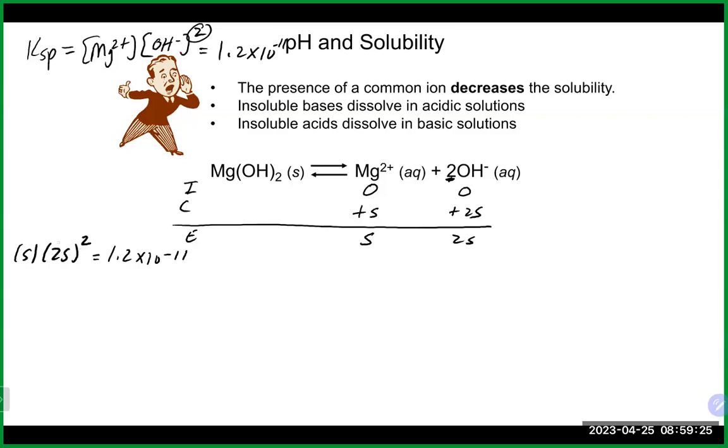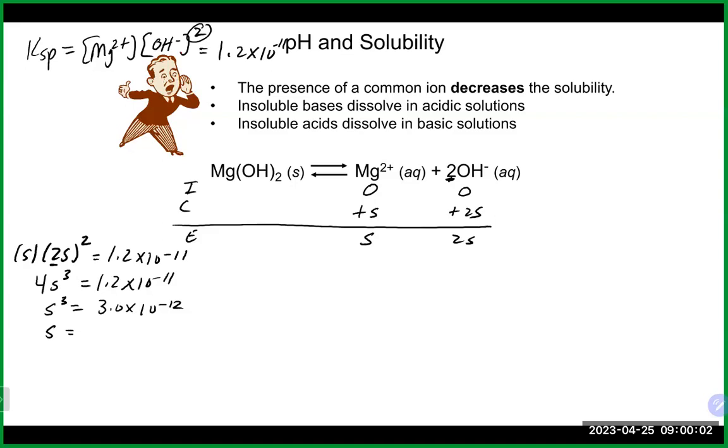Cleaning up the left-hand side and remembering to also square the number here, that gives us 4S cubed is equal to 1.2 times 10 to the minus 11. At this point, we're going to divide the 4 to the other side and take the cube root of our answer. So 1.2 times 10 to the minus 11 divided by 4 basically gets us S cubed is equal to 3 times 10 to the minus 12. Once again, taking the cube root at this point.